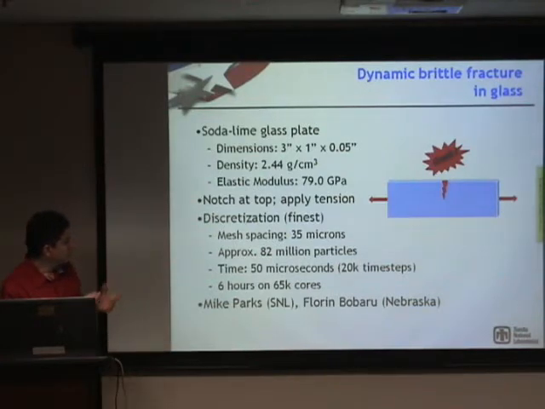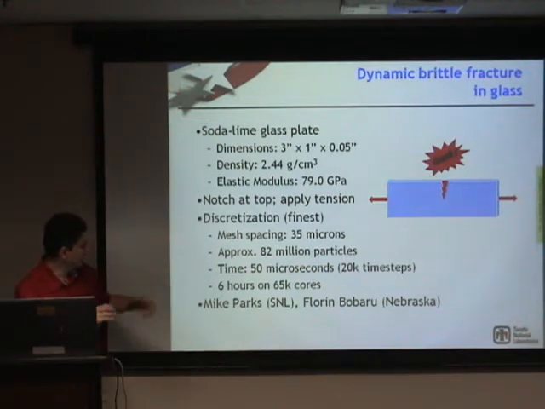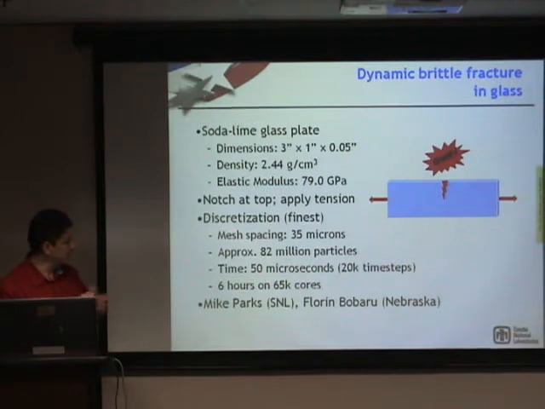Okay, so the finest level of discretization that Mike ran involved 82 million particles, or 82 million elements, if you will. It took 50 microseconds, 20,000 time steps. This is 6 hours of computation time on a huge machine at Lawrence Livermore that I'll give you some more details on. So he got awarded some time to run this on that machine.